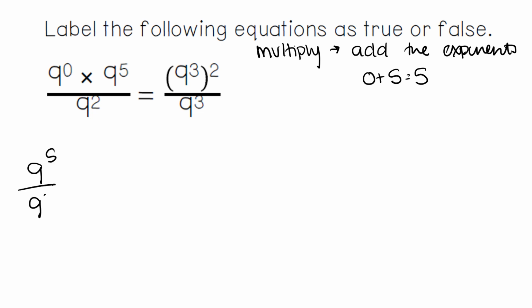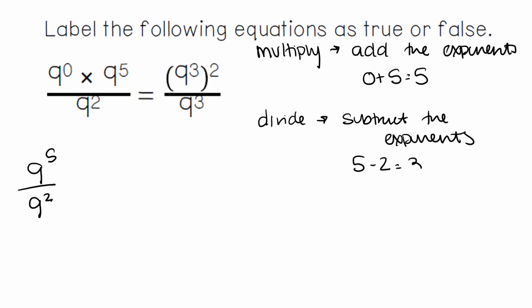We keep the 9 to the second on the bottom. We haven't used that yet. We've now changed this into a division problem, and we know that when we divide, we're going to subtract the exponents. So we're going to subtract the 5 minus 2 to get 3. 9 to the third power is our final answer on the left-hand side.